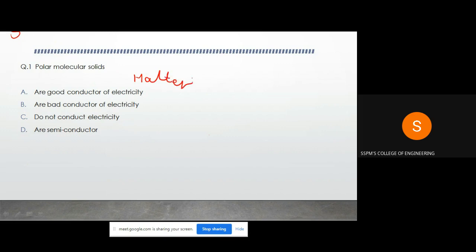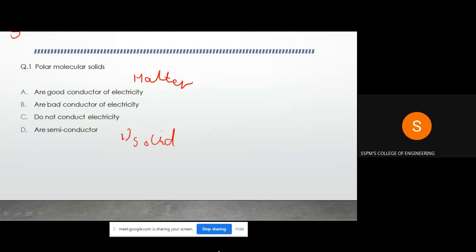What is matter? There are three types of matter. First is solid, then second is liquid, and third is gaseous. In this chapter, I will show what a solid is. First, the characteristics of solids.